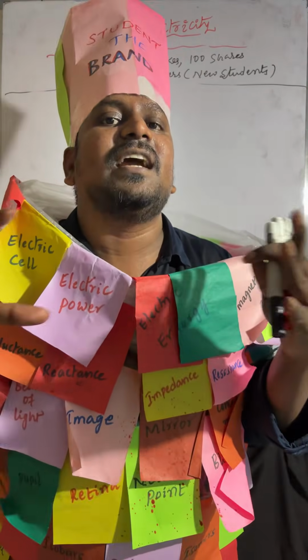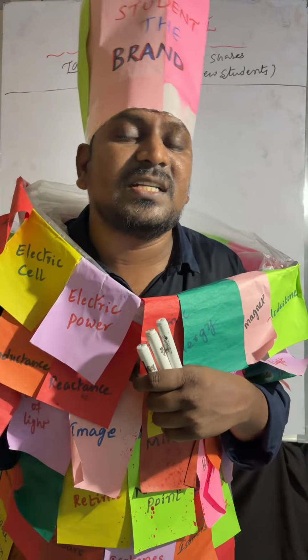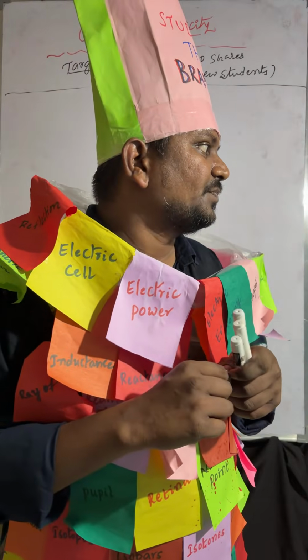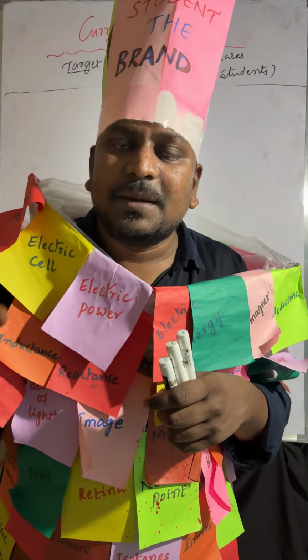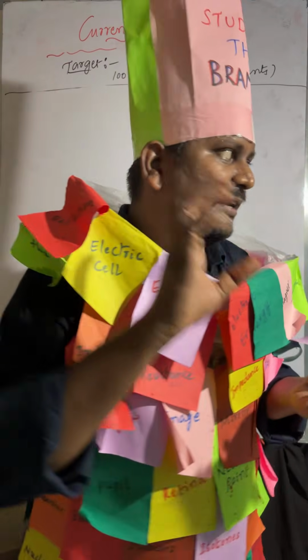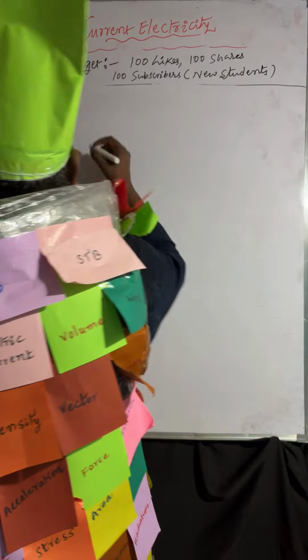So by this we can conclude that when temperature increases, resistance and resistivity also increase. Understood or not? Is it clear? Yes. So R is directly proportional to temperature.